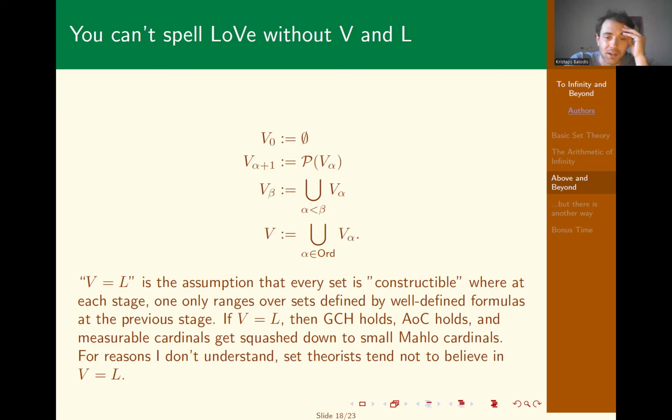Go look it up. But I just wanted to point out something interesting. If this assumption that all sets are constructible holds, beyond ZFC, if you just assume it's true, then the generalized continuum hypothesis holds, the axiom of choice holds, and in fact, you lose these measurable cardinals. I'm just going to turn a light on.